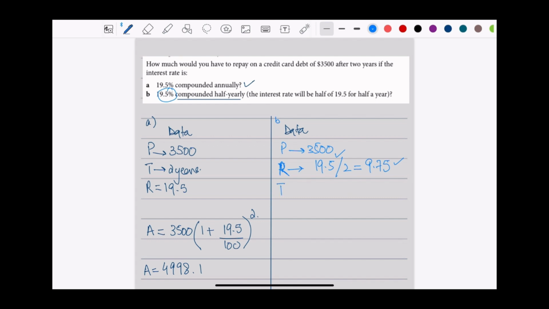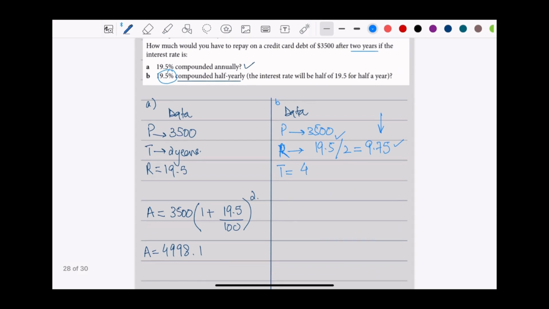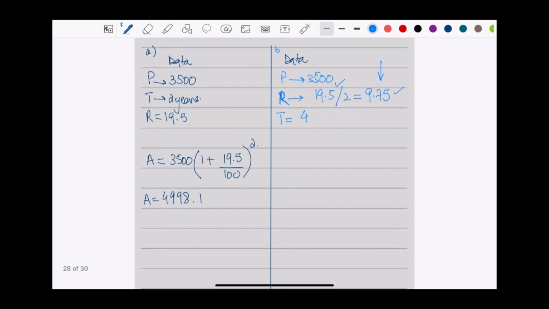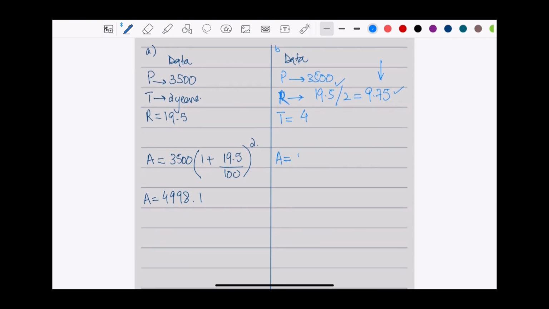And now time. Since I've converted the annual rate into a half yearly rate, I'll convert the time as well. The total time is 2 years, so convert it into half yearly periods. How many half years are in 2 years? In 1 year, there are 2 half years, so in 2 years there are 4 half years. So A is going to be the principal, which is 3500, times (1 plus 9.75 over 100) to the power 4.